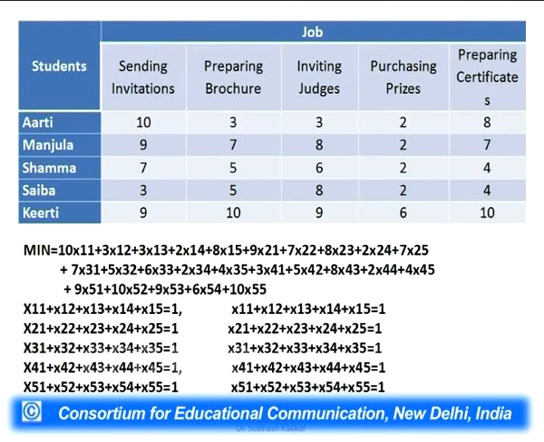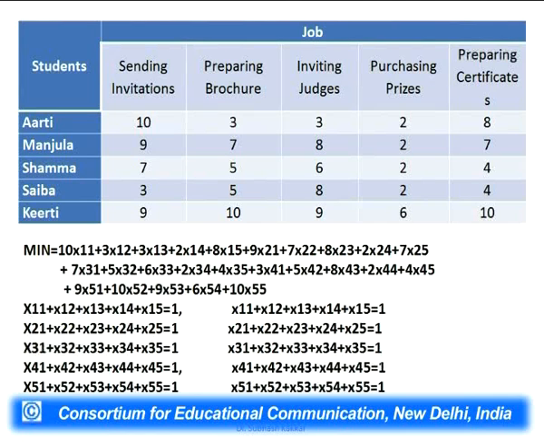This is the first column. Second column: x21 plus x22 plus x23 plus x24 plus x25 equal to 1. Third column: x31 plus x32 plus x33 plus x34 plus x35 equal to 1. The last column: x51 plus x52 plus x53 plus x54 plus x55 equal to 1.